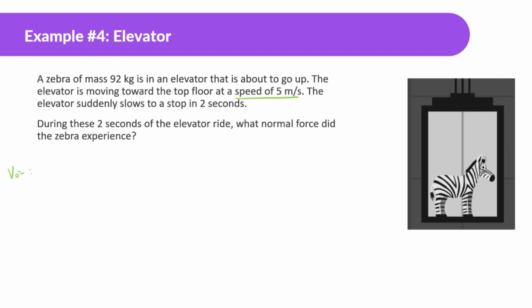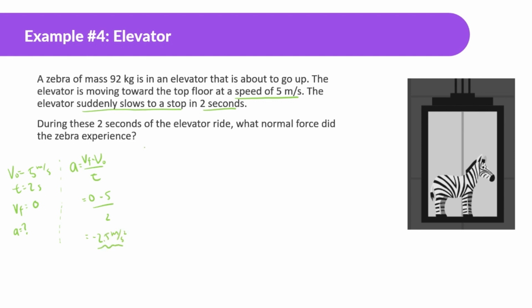Okay, that's how it's going initially. And then it's slowing to a stop in 2 seconds. So after 2 seconds, it slows to a stop, meaning the final velocity is 0. And we need to use this information to find out what the acceleration is going to be. And like last time, we're going to be using the acceleration formula to figure that out. So we have 0 minus 5 divided by t, which is 2. So this is going to be equal to negative 2.5 meters per second squared.